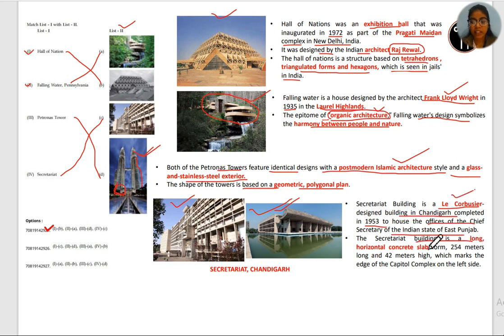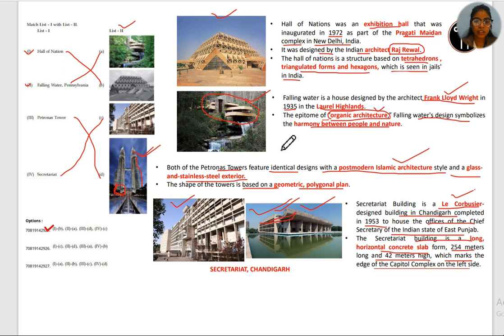The Secretariat building is a long horizontal concrete slab. As you can see, this slab structure is 254 meters long and 24 meters high, and it marks the edge of the capital complex on the left side. It is situated in Chandigarh.